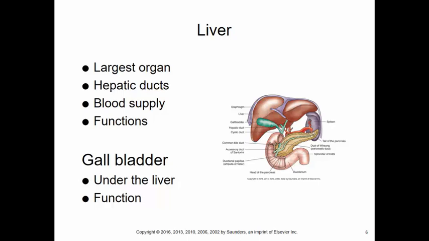The gallbladder is located beneath the liver, and it's drained by the cystic duct, which joins the hepatic duct to form the common bile duct. The function of the gallbladder is it collects, concentrates, and stores bile from the liver, and then it releases bile into the duodenum when fats are present.